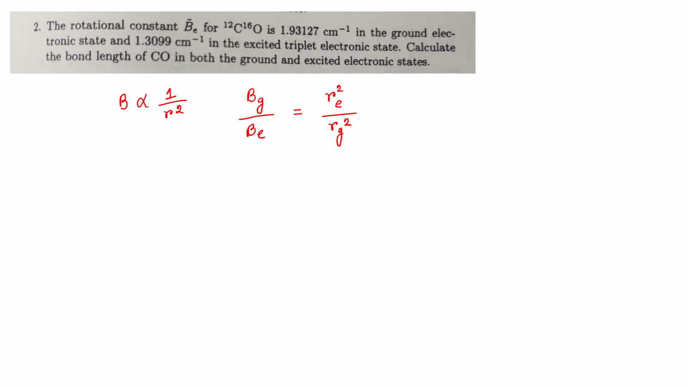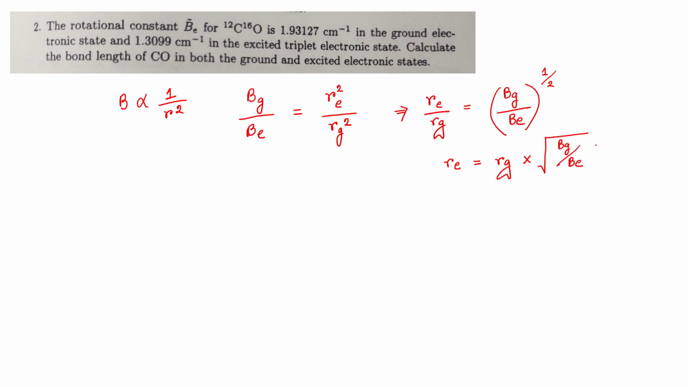So this is how your thing is going to look, and if I write it something differently, that your RE by RG will be BG by BE to the power half, which is square root, and your excited state bond length will be Rg multiplied by this factor. We'll come to that. Before, let us calculate what is Rg.